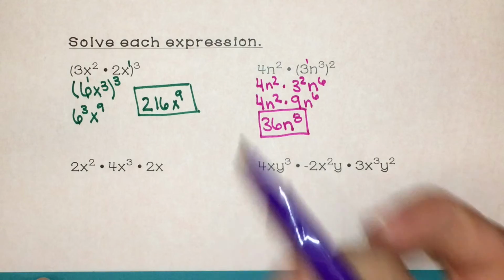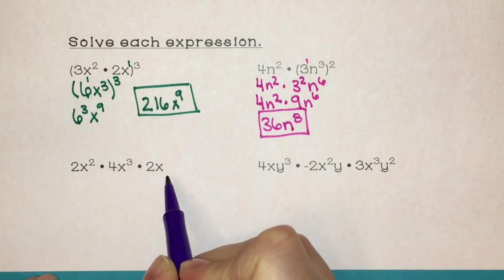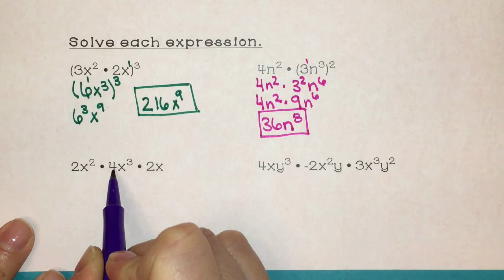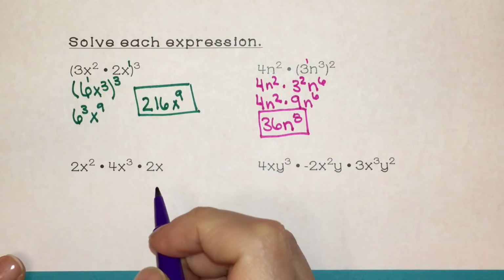Let's try a couple more. So here, we're multiplying everything together. So let's start by multiplying the numbers. 2 times 4 is 8. 8 times 2 is 16.